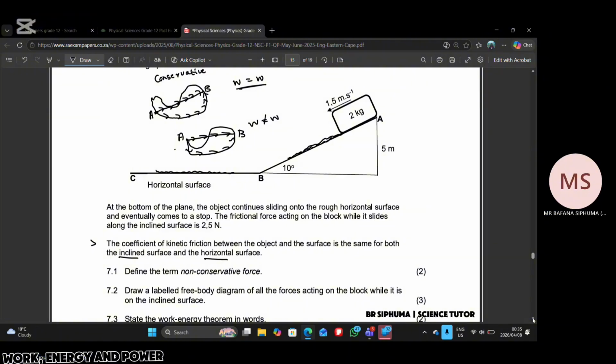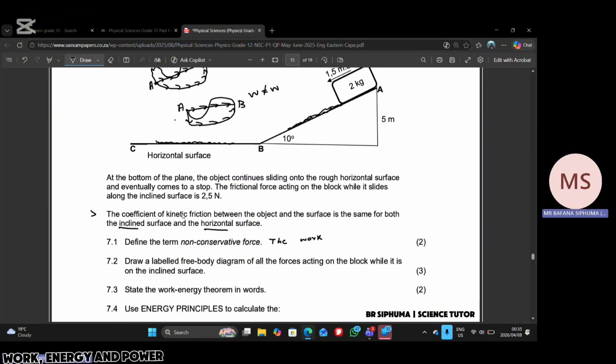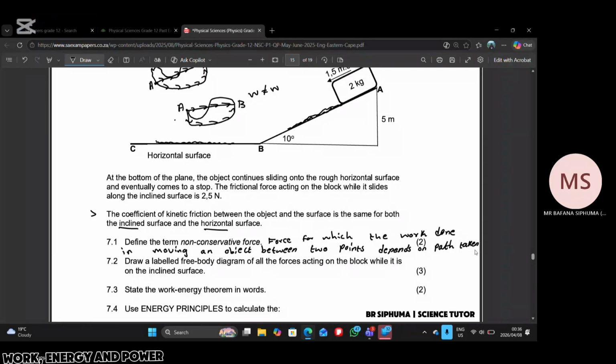So a non-conservative force is a force for which the work done in moving an object between 2 points depends on the path taken. All right, that's it. So that's your definition, it is 2 marks, right?